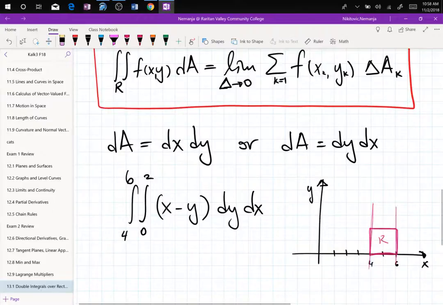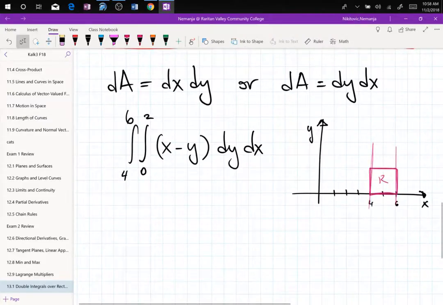So now your shape is on top of this region R. That's where the shape is, on top of that region R. And the top of the shape is going to be given by the plane x minus y. You can go ahead in Mathematica and graph x minus y to see what it looks like.